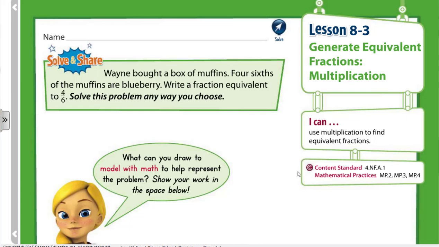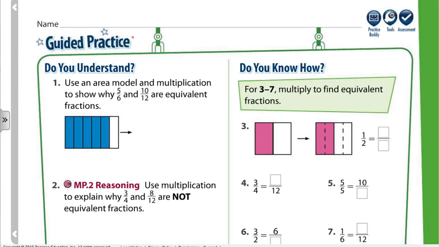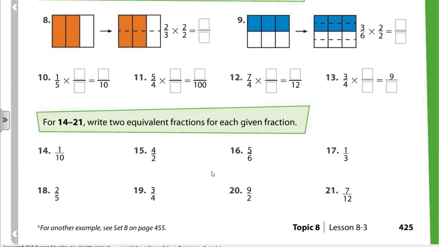Okay, my heroes, today we will continue with the third lesson in topic 8, generate equivalent fractions, and we will do this through multiplication. By the end of this session, we will be able to solve questions like questions number 14 to 21, write two equivalent fractions for each given fraction. We have a fraction here in question number 14, 1/10, and we need two equivalent fractions to this fraction. Of course, we will use multiplication.